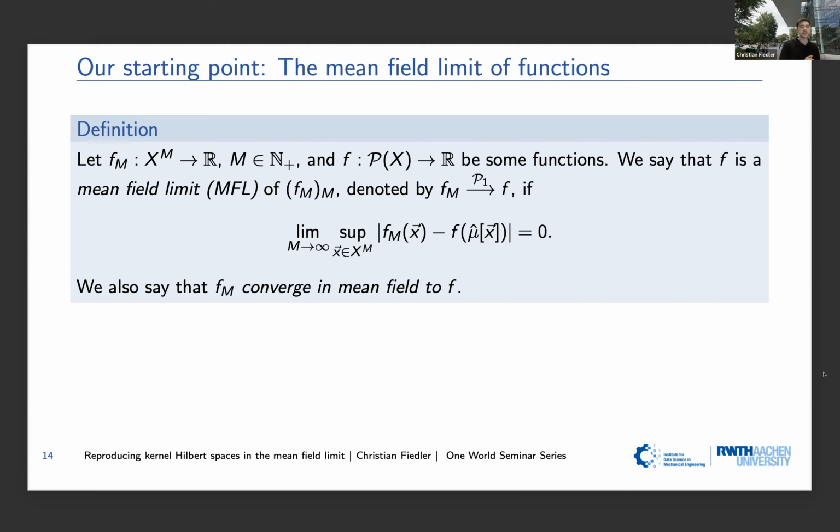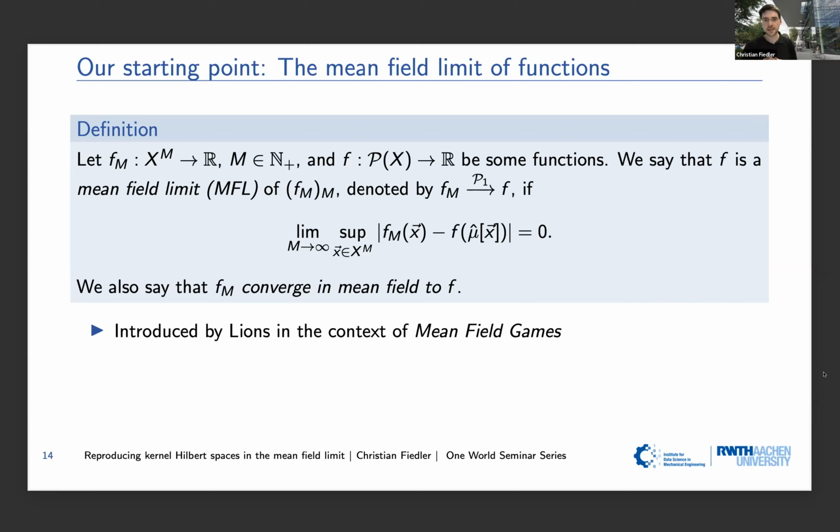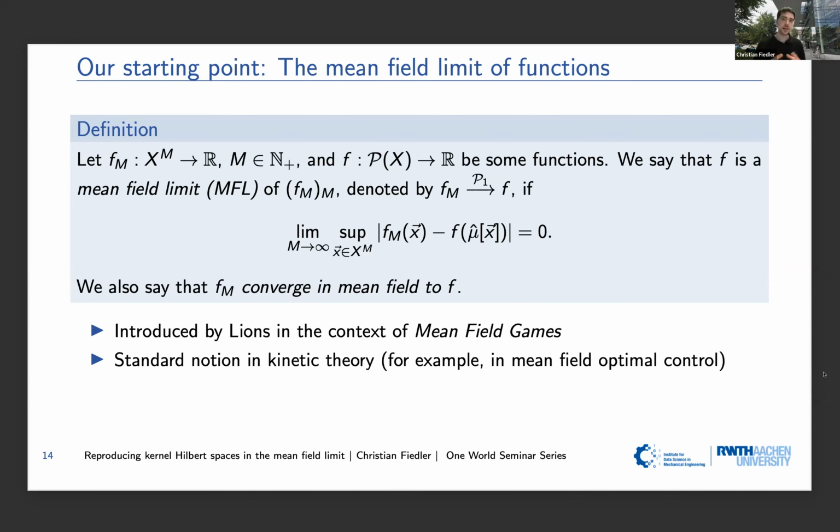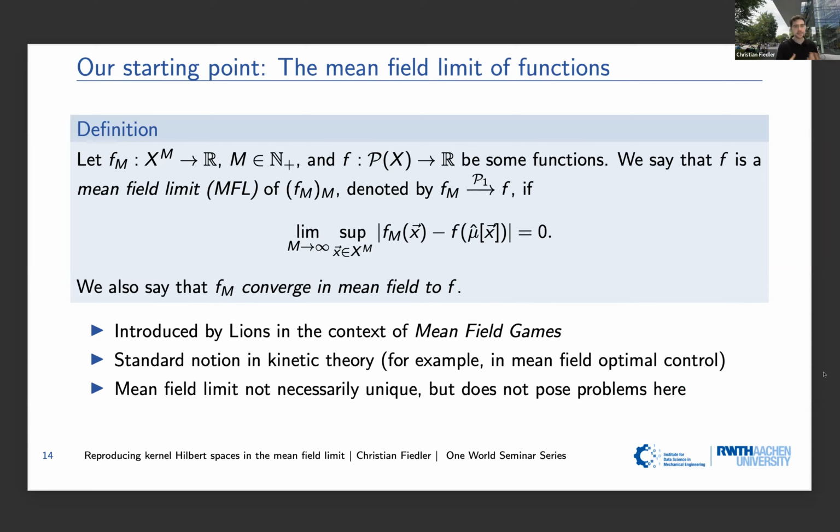And we then also say that the Fm converge in mean field to this function. Now, apparently, this particular definition has been introduced by Pierre Lions in the context of mean field games, but by now it's a very established notion in the context of analytic theory. In particular, it's used quite a bit in mean field optimal control. And note, the mean field limit does not necessarily need to be unique, but actually this won't cause problems in the developments outlined here at all.